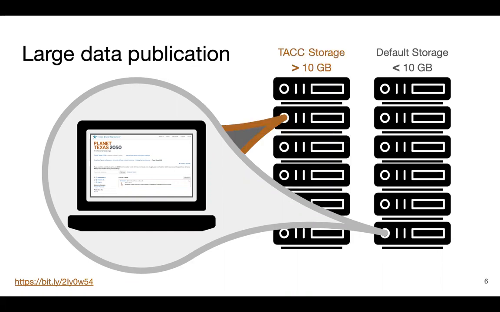In order to do this, we added a new storage option for the TDR that can be used for data sets that are larger than 10 gigabytes in size. On the technical side, we've allowed the repository software to manage multiple data storage locations and improve the data ingest process with direct uploads for large files. We then connected the TDR to storage at the Texas Advanced Computing Center in addition to the default TDL storage option. So now what we're able to do is have large data files live on TACC systems while smaller files continue to live on the traditional storage option.